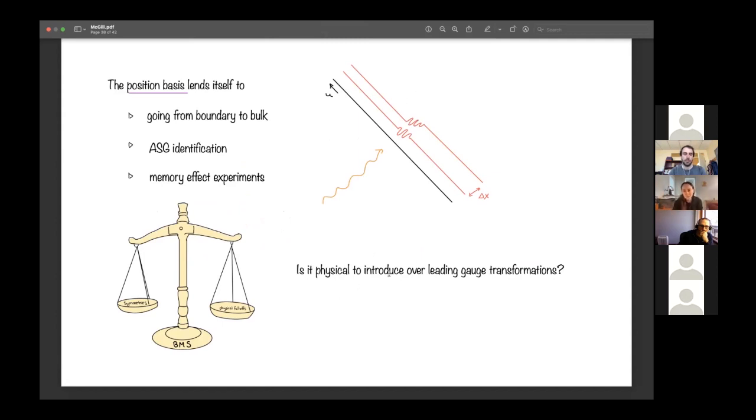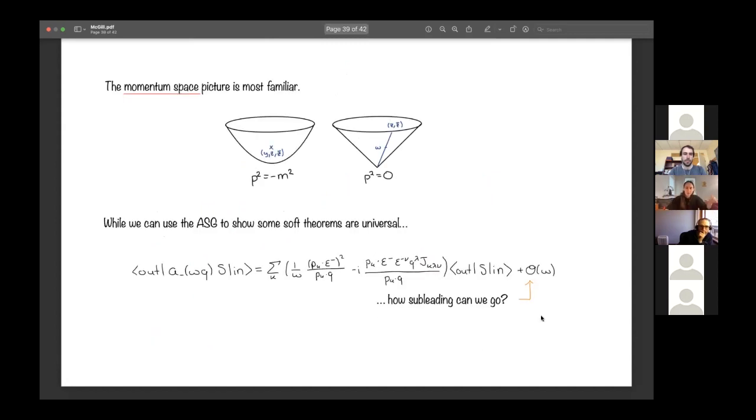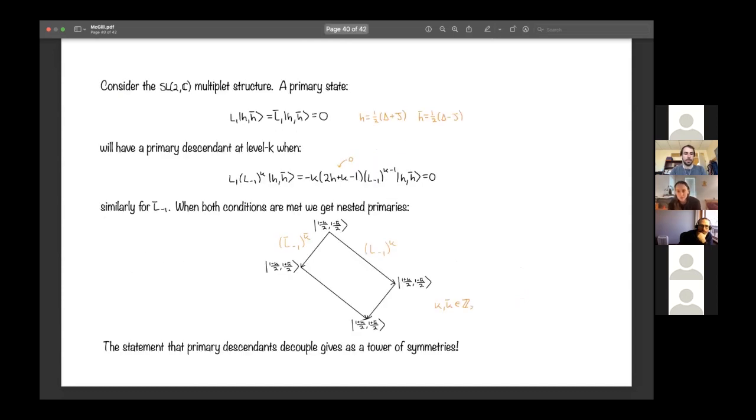But again, is it physical to introduce overleading gauge transformations or even subleading gauge transformations if we wanted to try to find that full tower? Similarly, in momentum space, we're familiar with it just from our understanding of the S matrix. And we can use the asymptotic symmetries in the previous slide to talk about whether or not we expect soft theorems to be universal, or to basically argue that they have to have this nice form. But how far subleading can we go? And that was Simone Giombi's question.